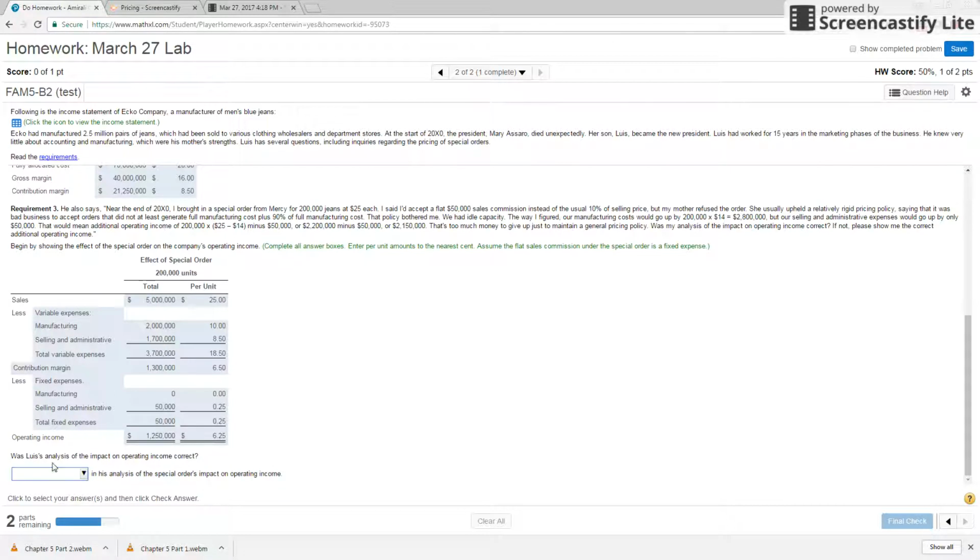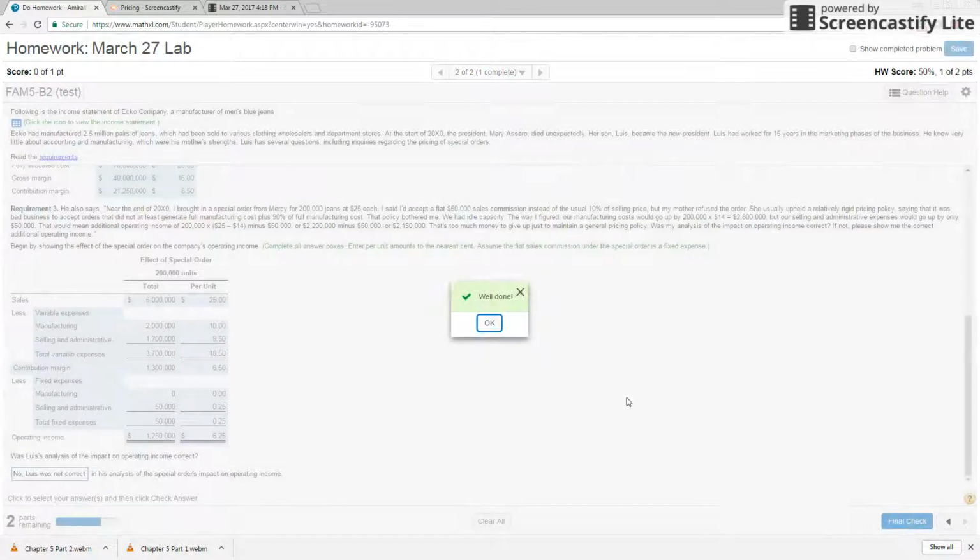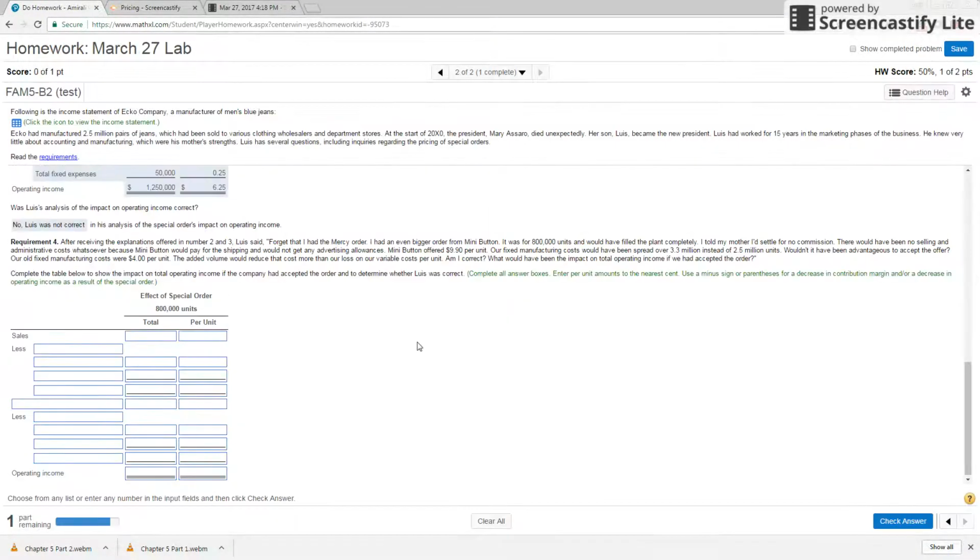So was Louis' analysis of the impact on operating income correct? Our operating income that we calculated is 1,250,000, and he was calculating something around 2 million. So that's 1 million off. So his calculation wasn't right. And now he's remembering another order with 800,000. So we have to do the same thing here.